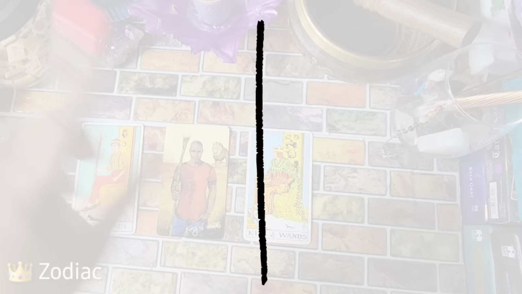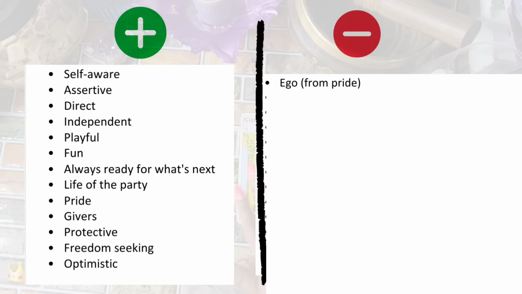But in the reverse, oh my goodness, that pride, ooh, that pride turns to ego. Oh, and they are going to hold on to whatever hurt them in the past. They're going to hold on to it forever. Oh, that ego. And in reverse, they cannot see how their actions hurt or affect other people. Very self-aware in the upright, but in reverse, they're not aware at all. They do not know how what they say or what they do affects other people.